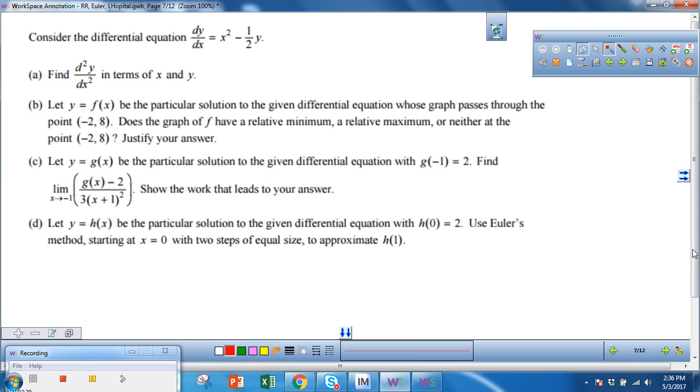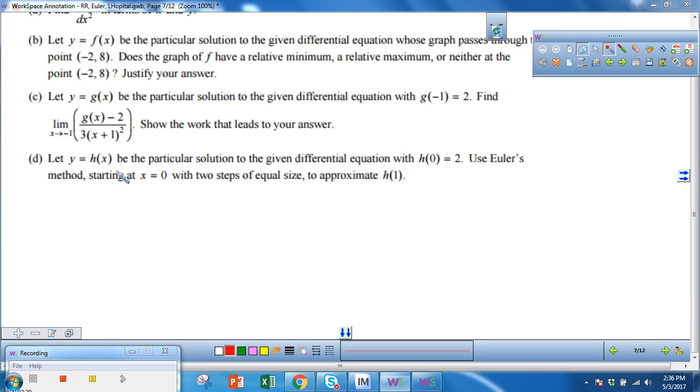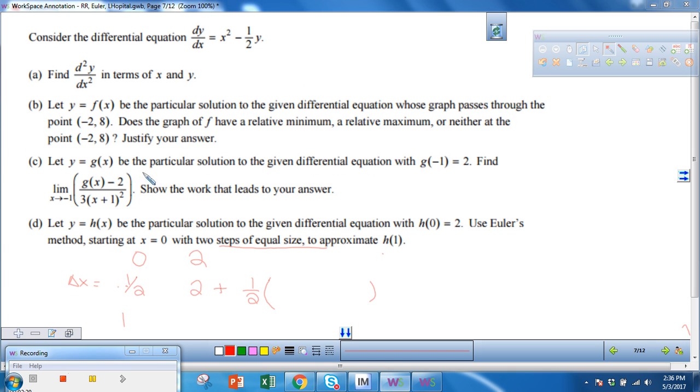The last one, we had to use Euler's method. So we're going to start with x is equal to 0, y is equal to 2, and we're trying to get to 1 using 2 steps of equal size. So that means my delta x is 0.5. So we start off with the old y value plus delta x multiplied by the derivative being evaluated at the old values. So we've already evaluated this at 0.